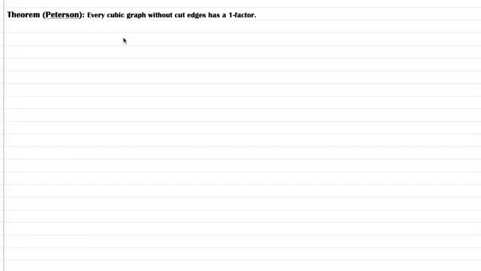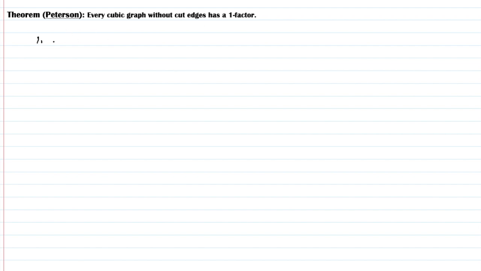In this lecture, we shall discuss Petersen's theorem about one-factors. The theorem states that every cubic graph without cut edges has a one-factor. Before starting the proof of the theorem, we shall recall these definitions. We have used definitions like a cubic graph, cut edges, and one-factor.